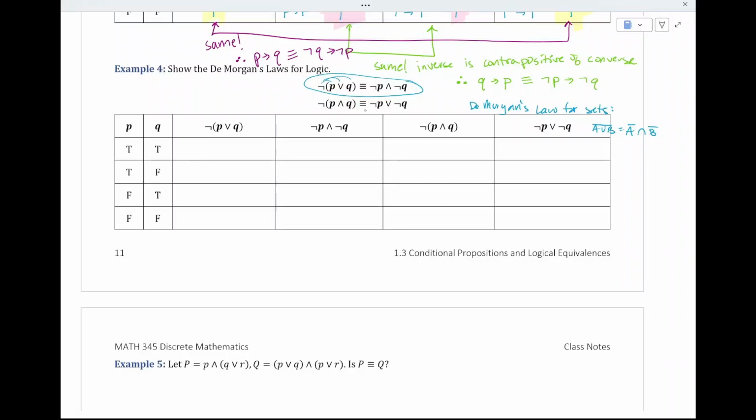We see something similar happening over here. And then we also have the one where the or and the and are switched. So let's take a look at these truth tables. Showing a truth table is a way to prove whether two propositions are equivalent to each other. So I have not (P or Q). Let's see, P or Q. They're both true. I have not true, which is false. Here I have not true, which is false. Here I have not true, which is false. And here I have not false, which is true.